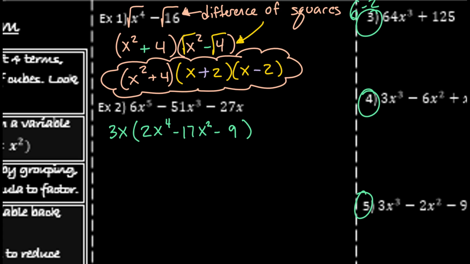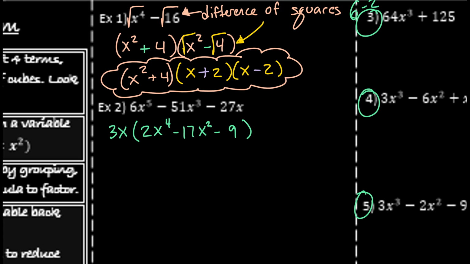I'm ignoring it for now, and I'm just looking at the inside of my parentheses. Notice we have 3 terms, and all of the x's have even number exponents. That tells me I can act like this is a regular quadratic and factor it. How do you factor quadratics? Oh, you do the X method.